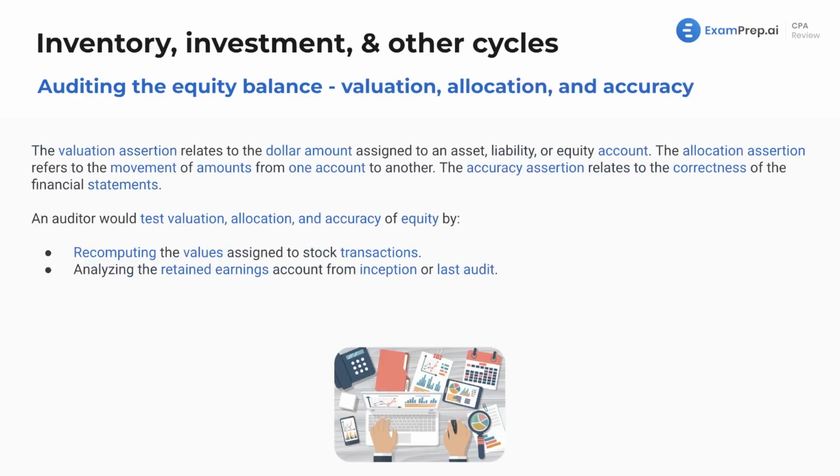Valuation, allocation, and accuracy, we can recompute the values assigned to stock transactions, just looking at all the numbers, making sure that the dollar amounts add up, and also analyze the retained earnings account from inception or last audit. And again, with this, just say all the equity accounts, making sure that you understand what's going on there and that they're properly stated.